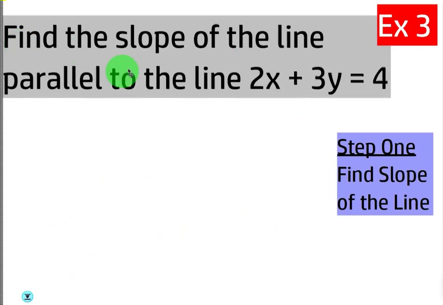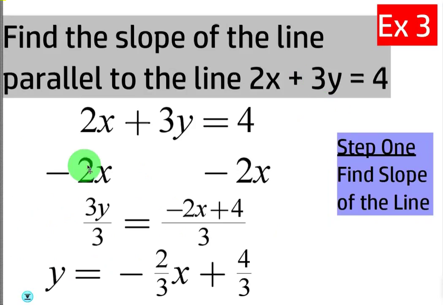Alright, find the slope of the line parallel to the line 2x plus 3y equals 4. Well, this is in what they call standard form, so we have to get y by itself first, and then we can figure out what our slope is. So the first thing we're going to do is subtract 2x from both sides, just like this, to get these x's out of the way. So I will quickly cross those out, like this.